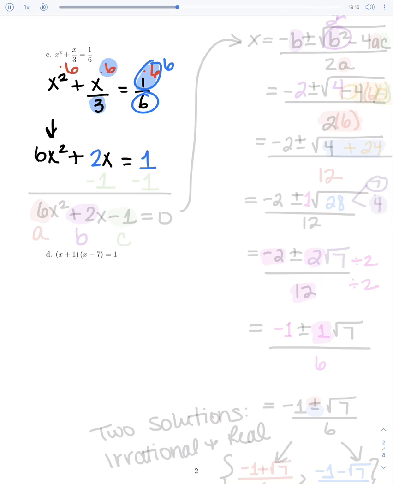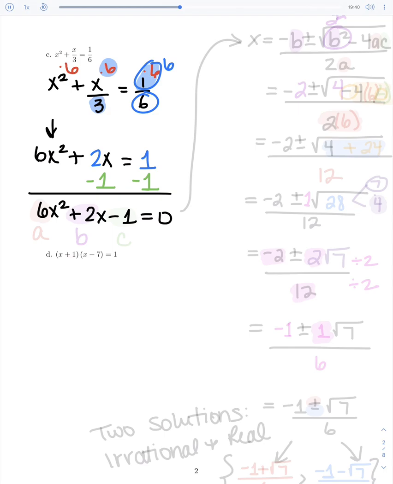Now again, this is a quadratic equation, but it doesn't equal 0, so I can't do anything, factoring or the quadratic formula, until it equals 0. So I need to move that 1 by subtracting 1 on both sides of the equation. Now what does that give me? That gives me 6x squared plus 2x minus 1 now equals 0.